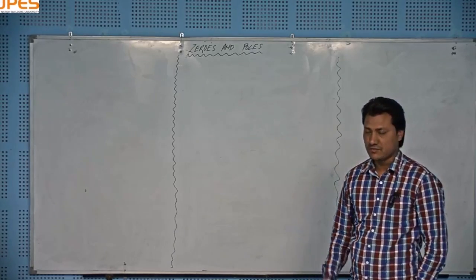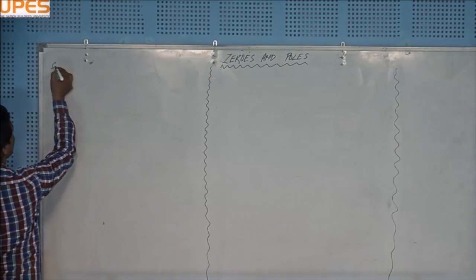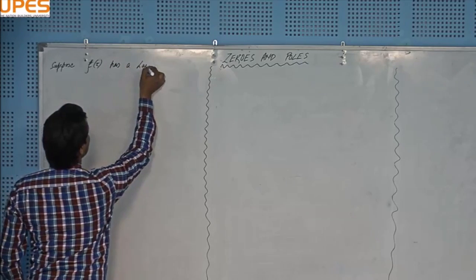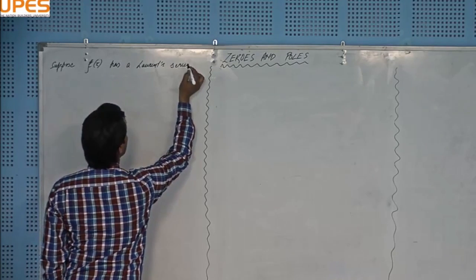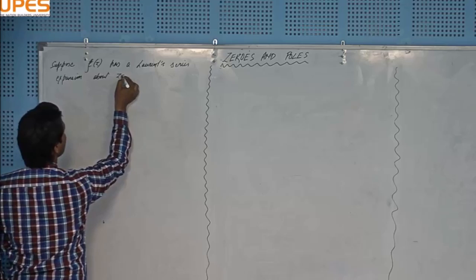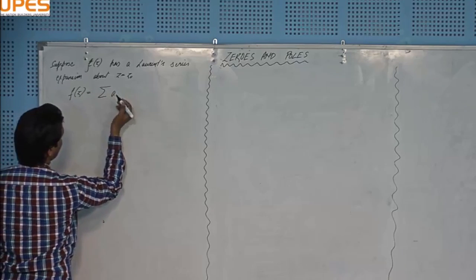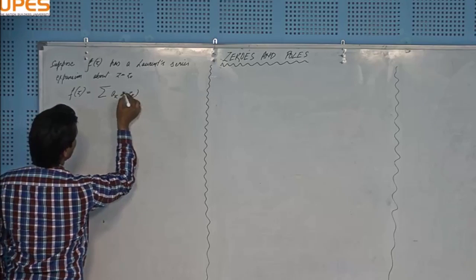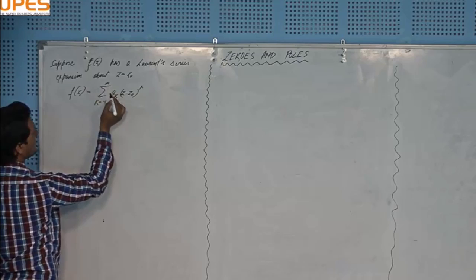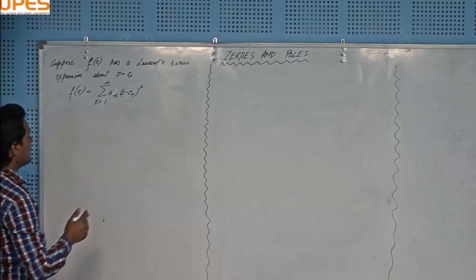So I will start with a Laurent series, as we discussed the Laurent series in our last video. Suppose f(z) has a Laurent series expansion about the point z equal to z naught, of the form f(z) is equal to the summation of a minus k times (z minus z naught) to the power minus k, where k goes from 1 to infinity.